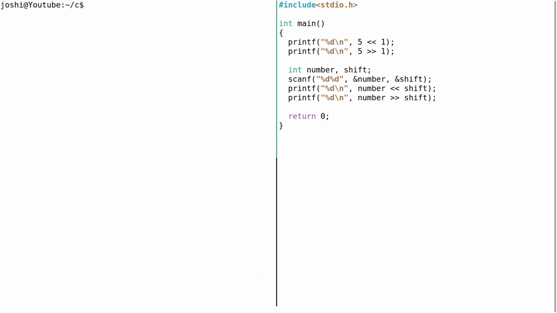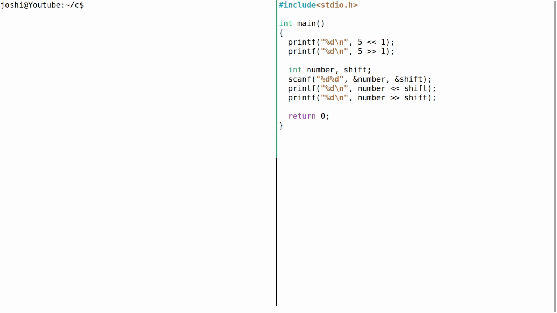I have already made some program, and I will just demonstrate. Now here, what is written here? You can see I have written this printf, 5 shifted towards left by 1 bit position. This is 5 shifted towards right hand side by 1 position. And then here, it would expect you to type in two numbers. One is the integer number, and second, how much amount of shift you would like to give to it.